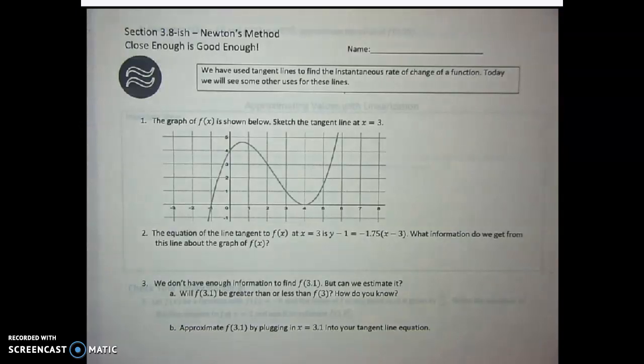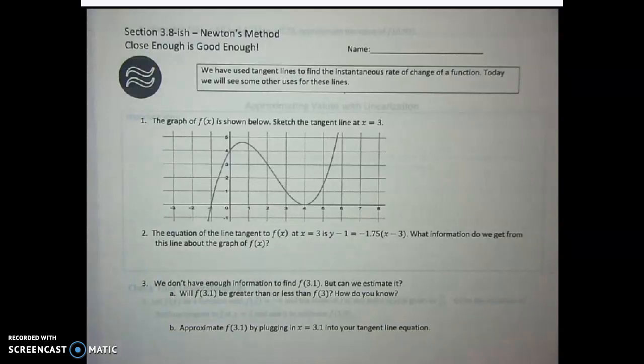3.8 is Newton's method, and Newton's method is a recursive process to find the zeros, or estimated zero, of a function. And if I have time at the end of this video, I will definitely go back and talk more about Newton's method. But since we have graphing calculators to find our zero, we really don't need to use Newton's method anymore. Instead, we're going to address the idea of using tangent lines to find values on our function.